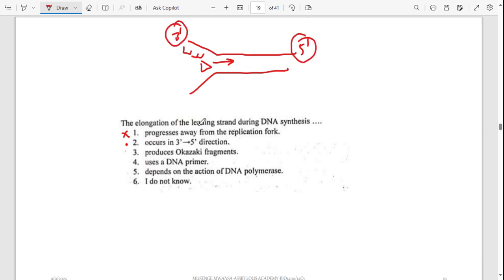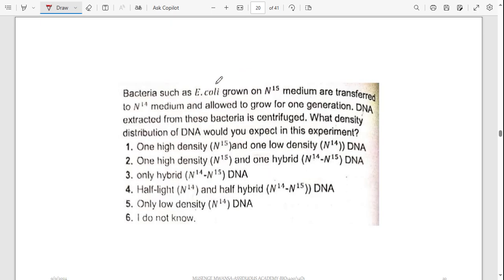Produces Okazaki fragments, leading, no. Uses a DNA primer. That is not elongation, that's initiation. Depends on the action of DNA polymerase. Yes. So this one is not going to be true because we are talking about elongation. Elongation, the new chain that we are forming will be going from 5' to 3'. But the chain we are using is going from 3' to 5'. So please be very careful with this.